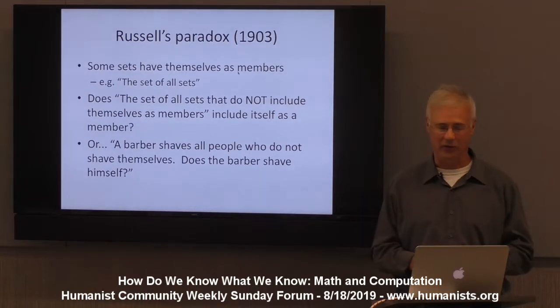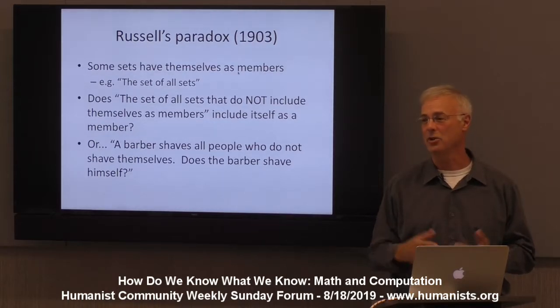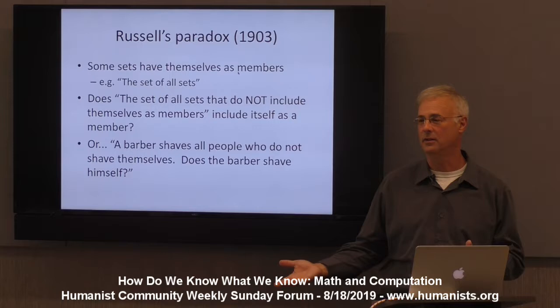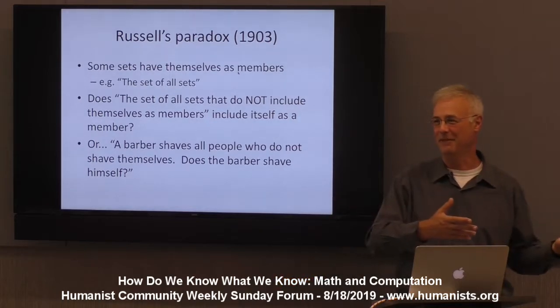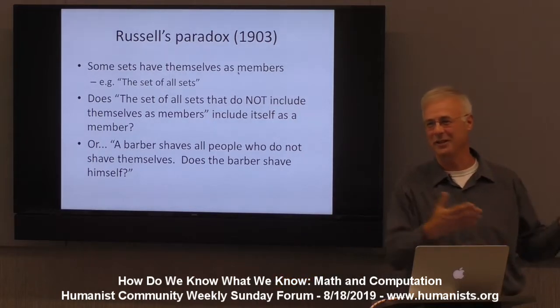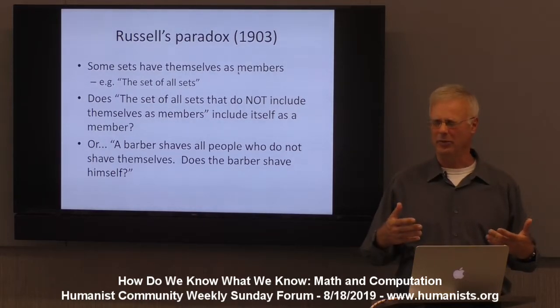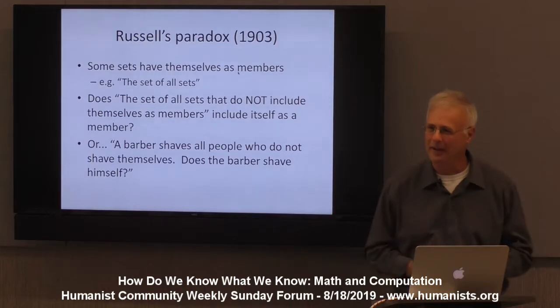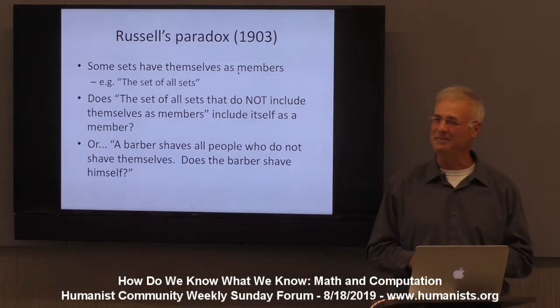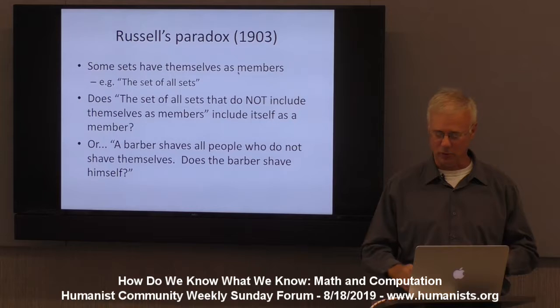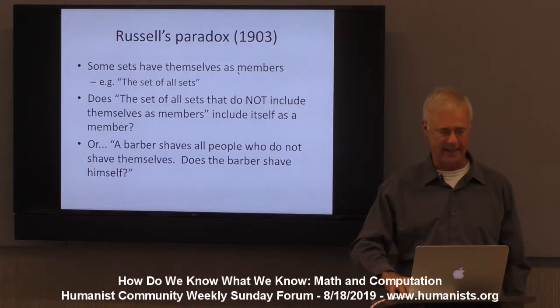A simpler version of this is a barber shaves all people who don't shave themselves. Does the barber shave himself? Or if the barber shaves himself, then he doesn't shave himself, and if he doesn't shave himself, then he does shave himself. This kind of strange loop caused a crisis in mathematics, and Bertrand Russell and Russell Whitehead.